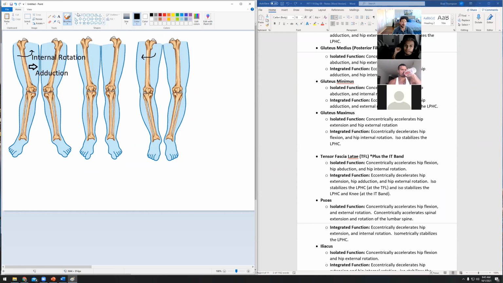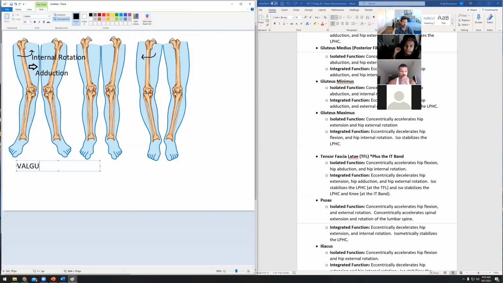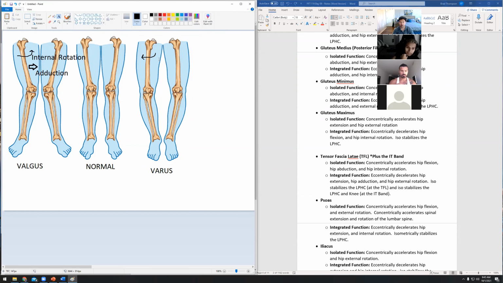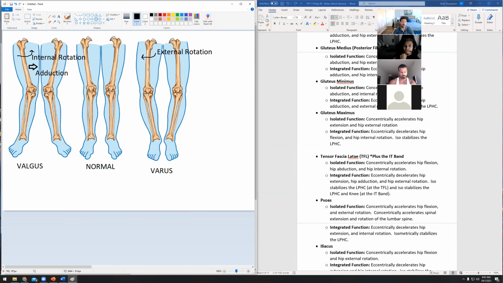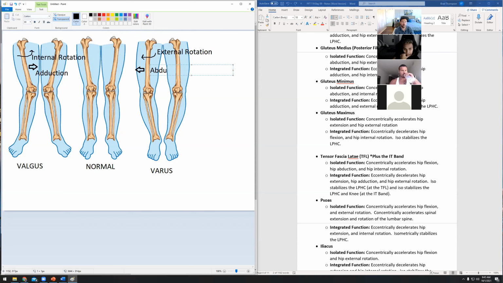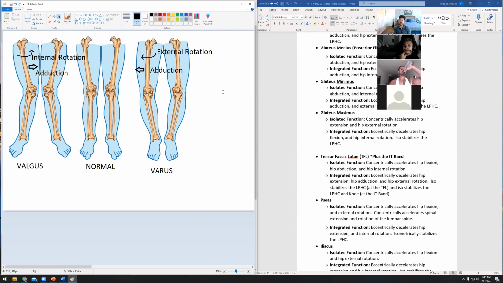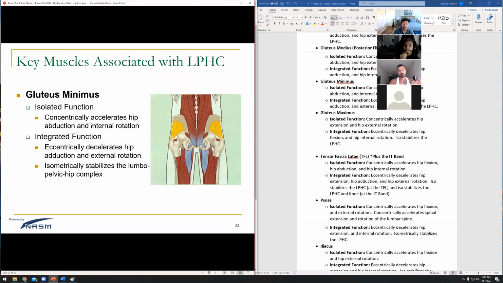Wait, I just realized these are not labeled really quick. So there's a little bit of external rotation, and then it's a little bit of abduction. Yep. So there we go. That's sort of what we're seeing in the difference between those two. So go back to my gluteus minimus. It does a little bit of abduction and a little bit of internal rotation.